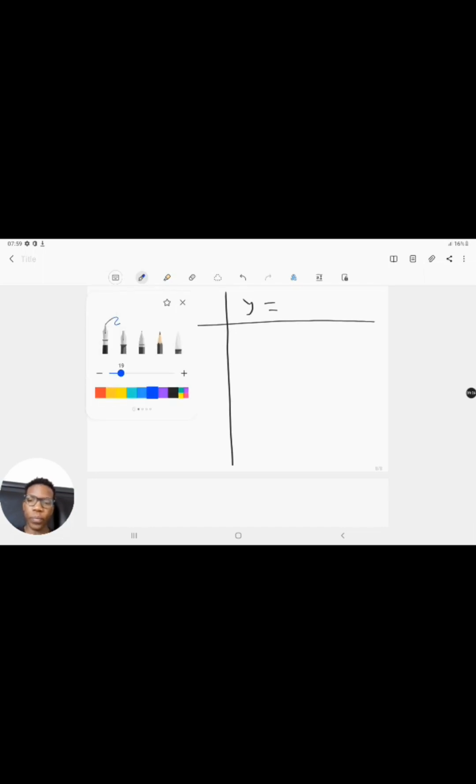Now let's say I've got two columns. On this side, I've got y equals a to the power of x. And on this side, I've got y equals b times a to the power of x.